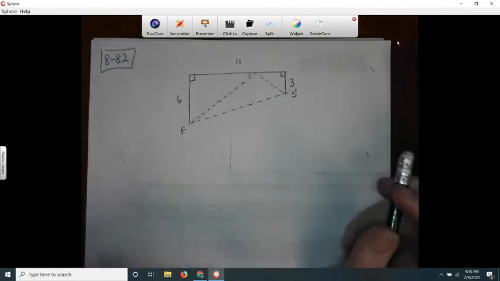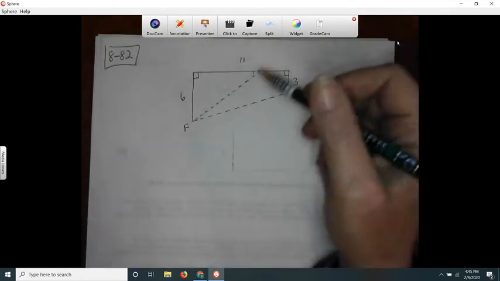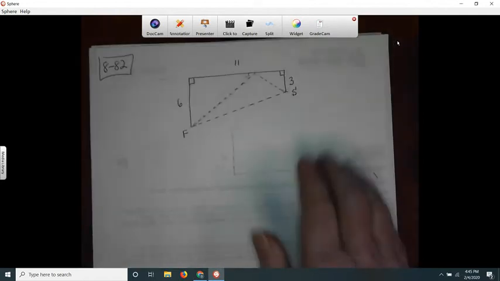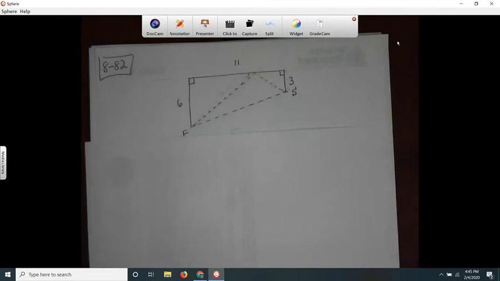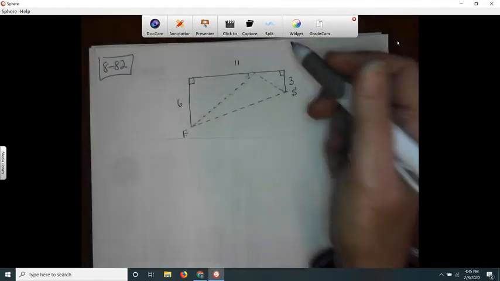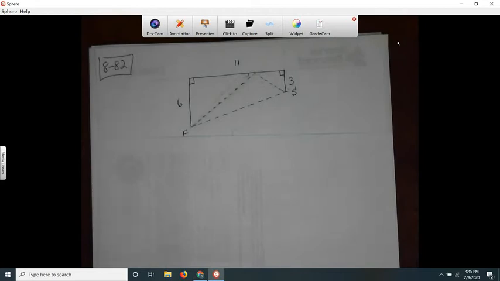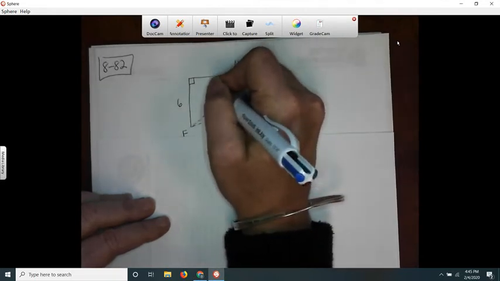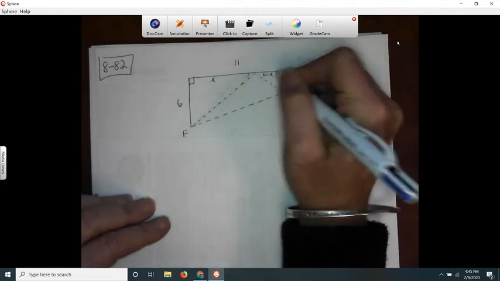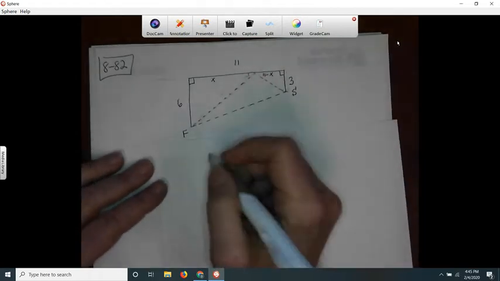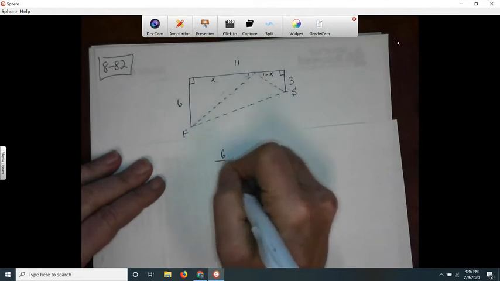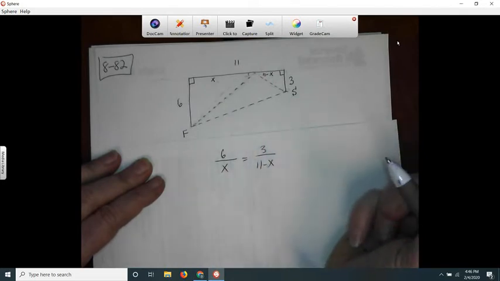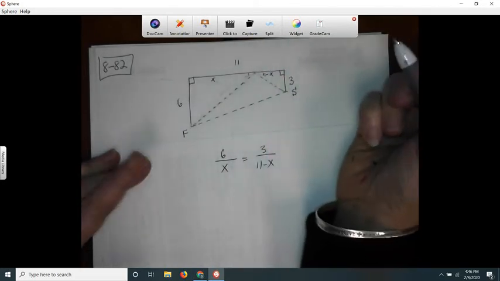But you're going to have to believe me that if I assume that these two triangles are proportional, then I can go ahead and do the problem. So if these angles are equal, we can call this side x, and we can call this one 11 minus x, and then we could make a proportion. So we can say 6 is to x as 3 is to 11 minus x, and then we can solve for x.